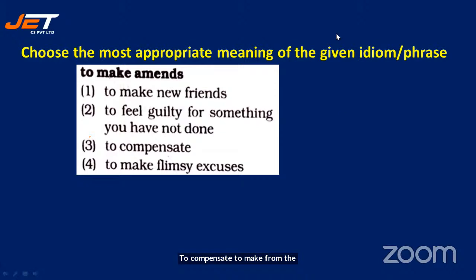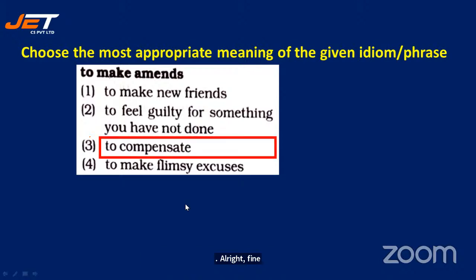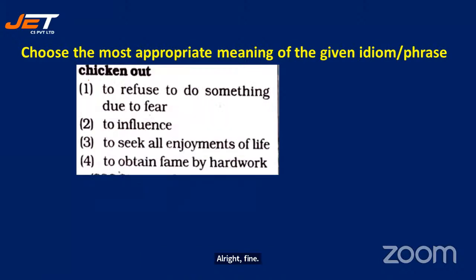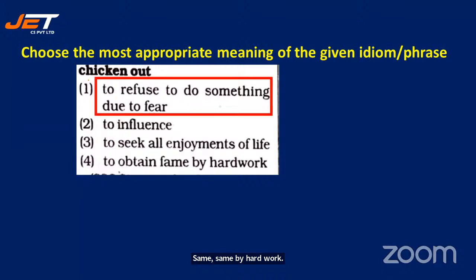Let's see how many are able to guess the correct answers. Okay, Sai Vardhan, you're right. Yogita, you're right. Excellent. Hanish, check your answer. Akhil, you're right. All right. Fine. It should be to compensate. Yes. Good. Excellent to those who have given me the right answer. See the next one. Chicken out. So, four options. To refuse to do something due to fear. To influence. To seek all enjoyments of life. To obtain fame by hard work. Yes. So, the correct one is to refuse to do something due to fear.